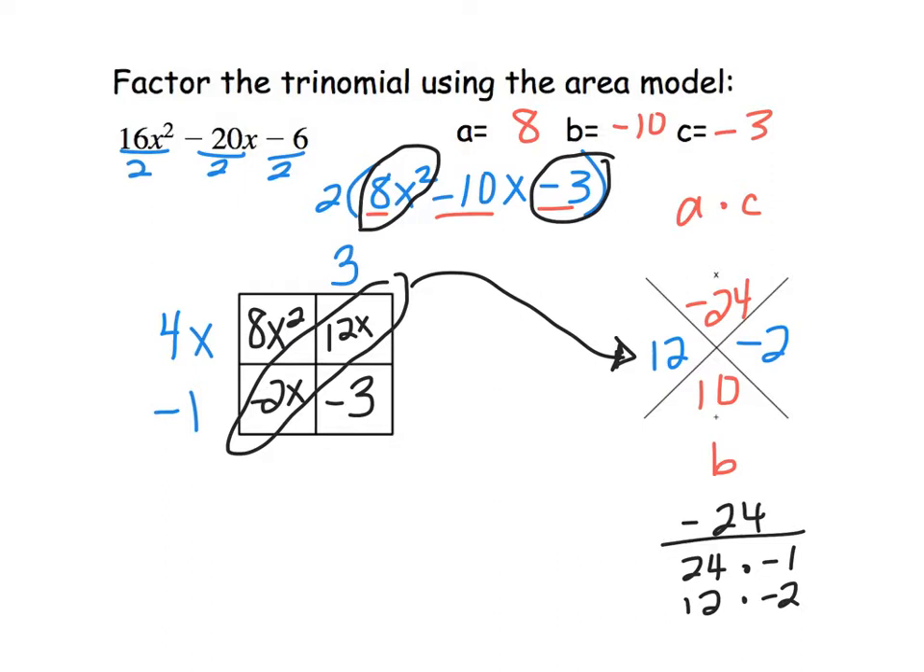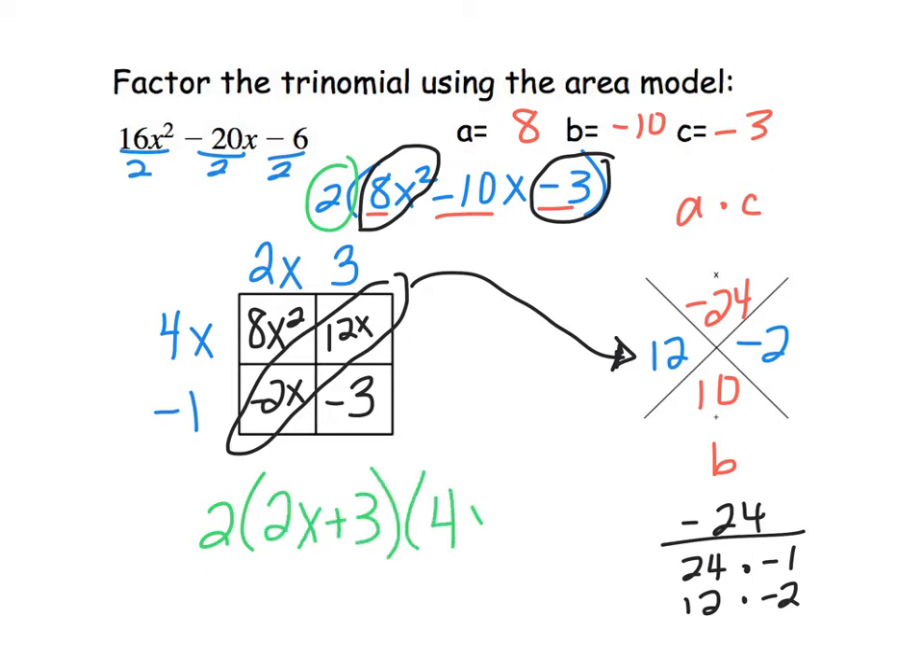And then my left column, I've got an 8 and a negative 2. My 8's positive, so I'll be taking out a 2. And then I've got an x in both of them. So my final answer to this, because I've got to put in my GCF from the beginning, is 2, that's my GCF from the beginning, times 2x plus 3 times 4x minus 1.